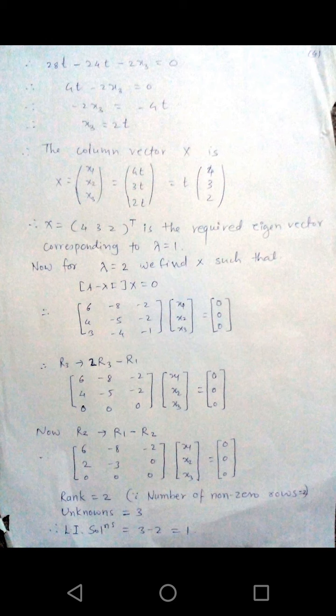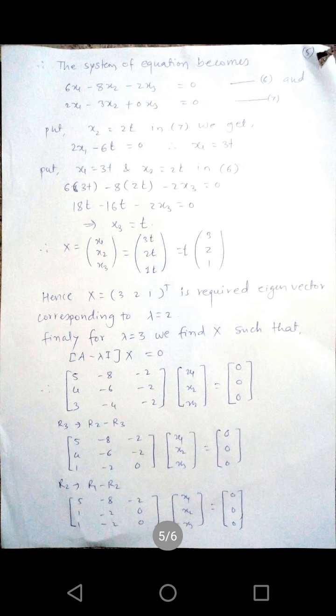The number of unknowns is 3. Therefore the linearly independent solutions are 3 minus 2, that is 1. So we have only one linearly independent solution. The system of equations becomes 6x1 minus 8x2 minus 2x3 is equal to 0, which is equation number 6, and 2x1 minus 3x2 plus 0x3 is equal to 0. This is the seventh equation.